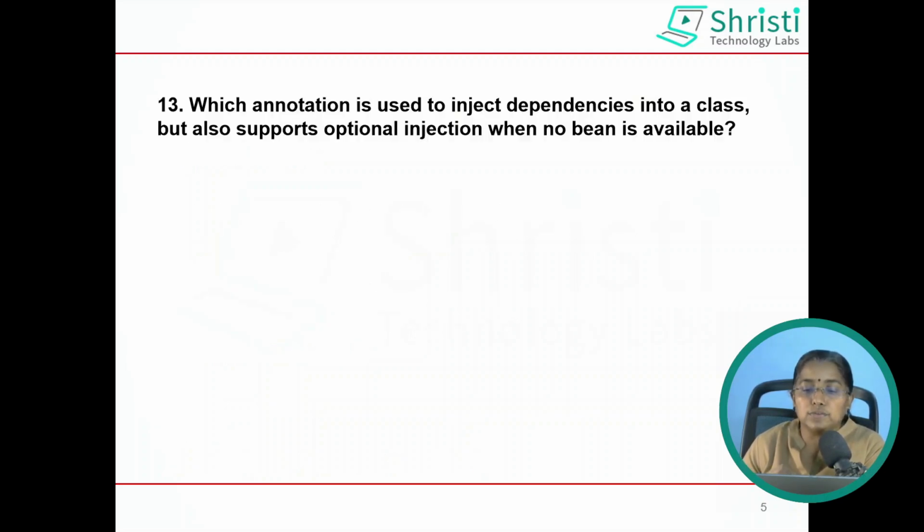Which annotation is used to inject dependencies into a class? You all know the annotation, but there is a trick. It also supports optional injection when no bean is available. As in, if that particular bean is not available, I should not get any exception. So what is the annotation and what are the relevant things that we need to add? The time starts now.